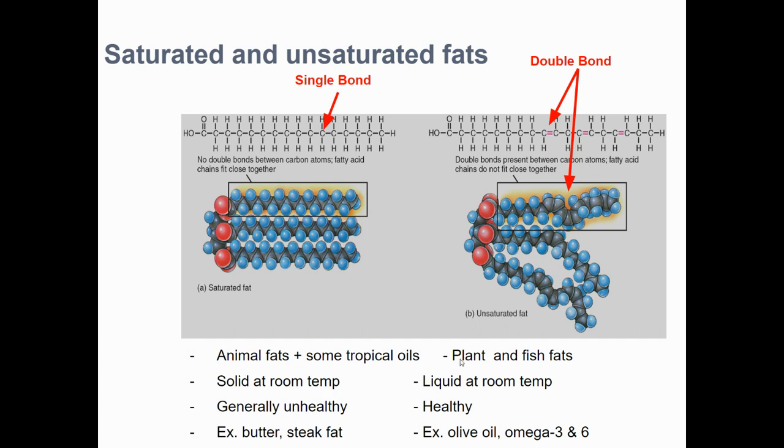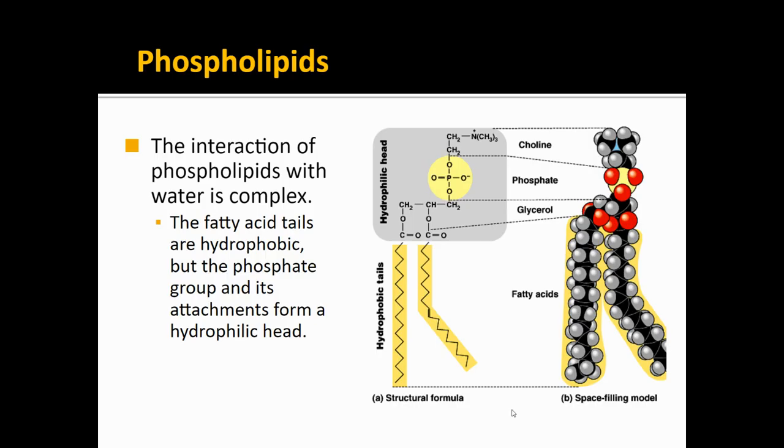Whereas plant oils and fish fats are unsaturated. They are liquid at room temperature, and generally healthy versus unhealthy, which we see in things like butter and steak fat and so on and so on.